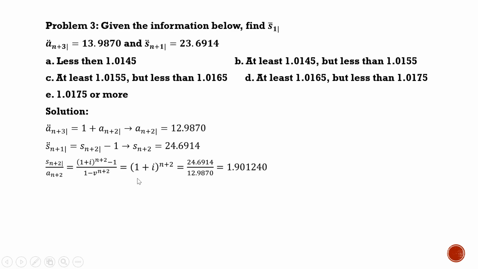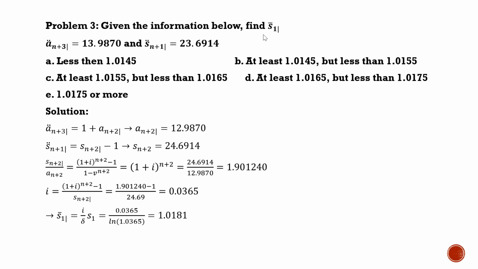So we plug this into either a n plus 2 or S n plus 2 to find i. We have i is 1 plus i to the n plus 2 minus 1 over S n plus 2. So i is 0.0365. But the question is not asking about i, it's asking about the accumulated value of the continuous annuity.